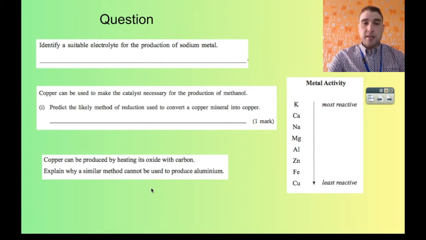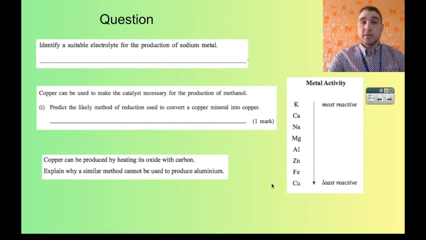Another part here says copper can be produced by heating its oxide with carbon. Explain why a similar method cannot be used to produce aluminium. So again, if we have a look at our activity series, we can see copper's down the bottom and aluminium is in the middle here. So carbon isn't a strong enough reducing agent to reduce aluminium ions. So that's the simple answer there.